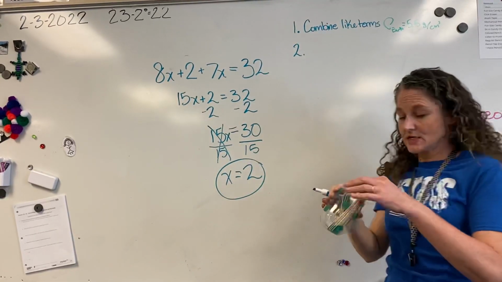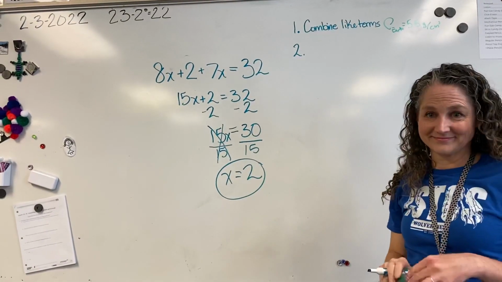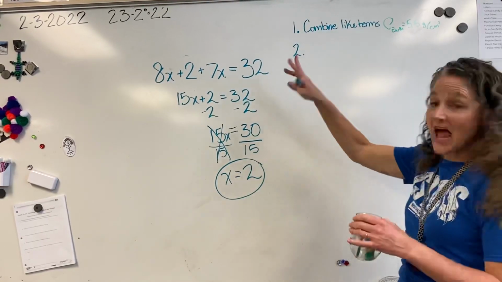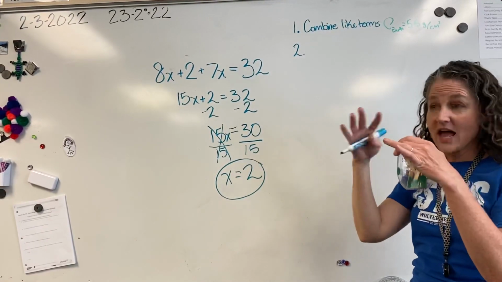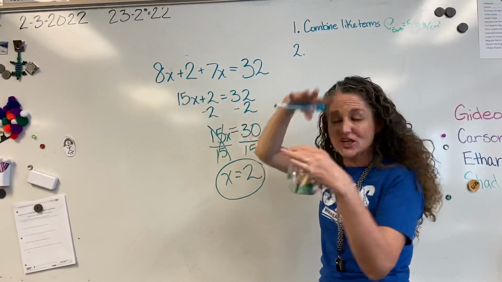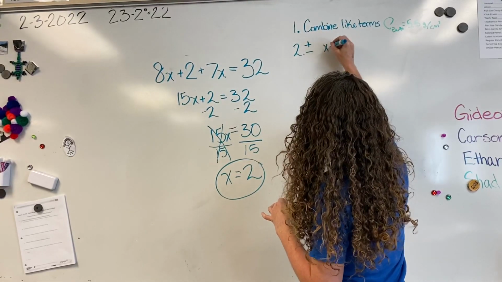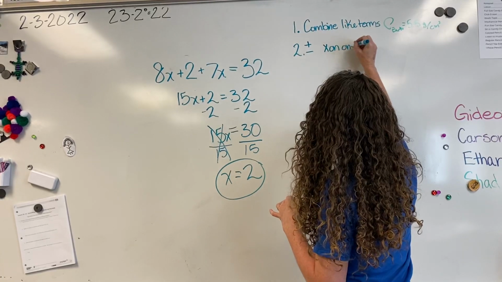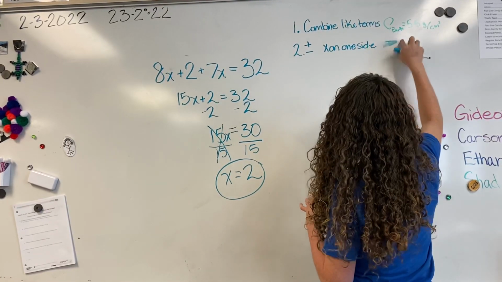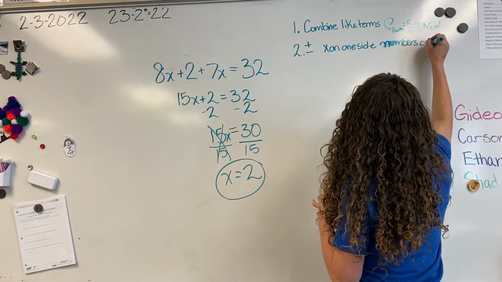And then what am I going to do next? Minus the 2 from 32. You're going to add and subtract to get the x term alone. You said minus 2, but in general, we're going to add and subtract to get x on one side and numbers on the other.